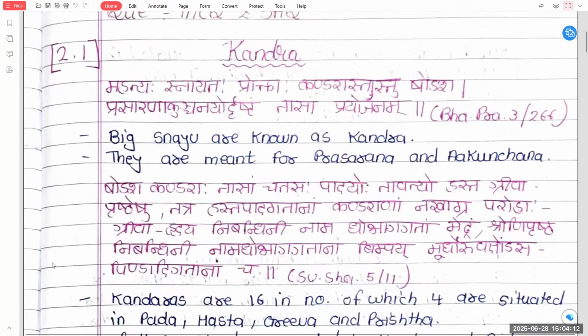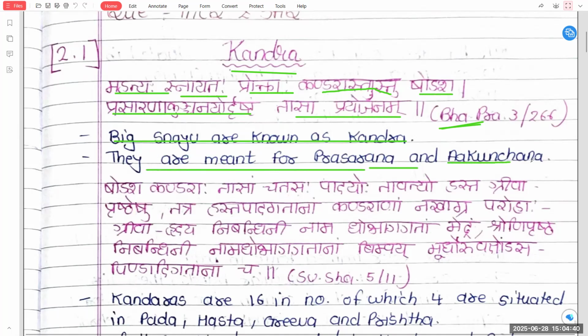So first is the definition of Kandara. What is Kandara? Mahanya snayatah proktah Kandarastu astu shodashah prasarana ankunchanayo drushtam tasa prayojanam. This is according to Bhav Prakash. So the big snayu are known as Kandara. They are meant for the prasaran and the ankunchan.